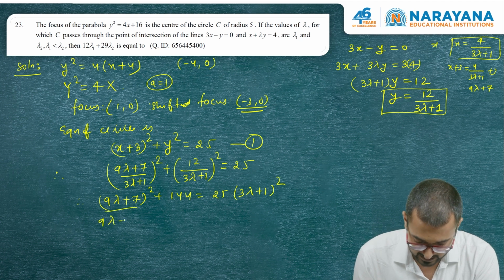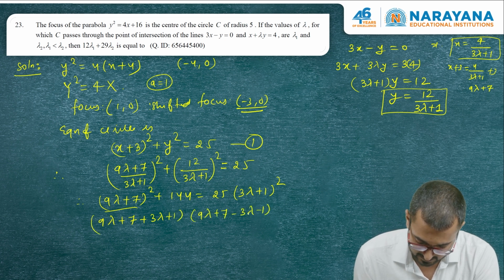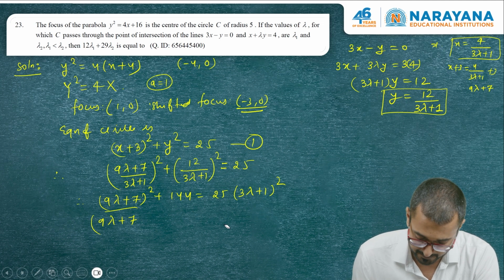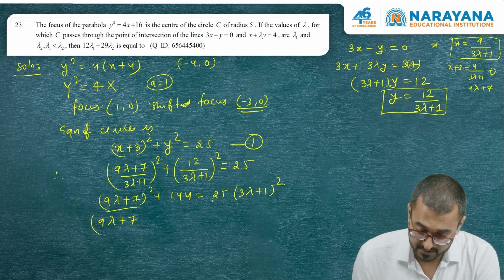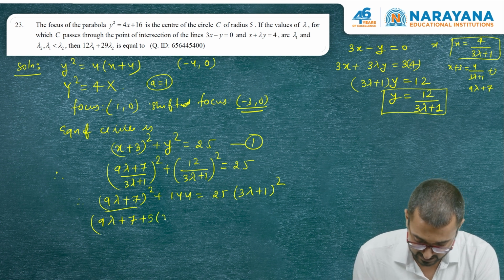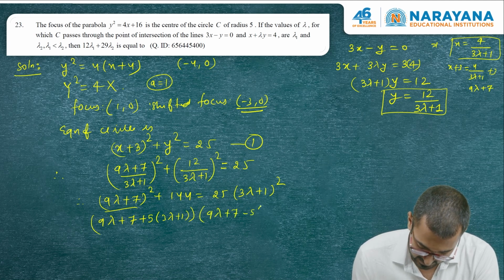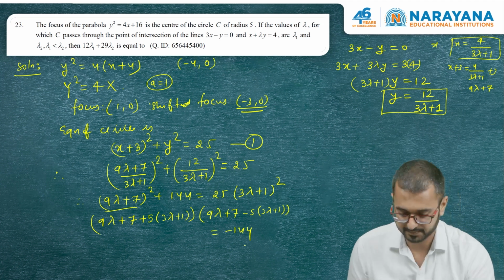So I'll be getting 9 lambda plus 7 plus 5 times 3 lambda plus 1, into 9 lambda plus 7 minus 5 times 3 lambda plus 1, is equal to minus 144. Small mistake: this is 5 times also, so 5 is also there.